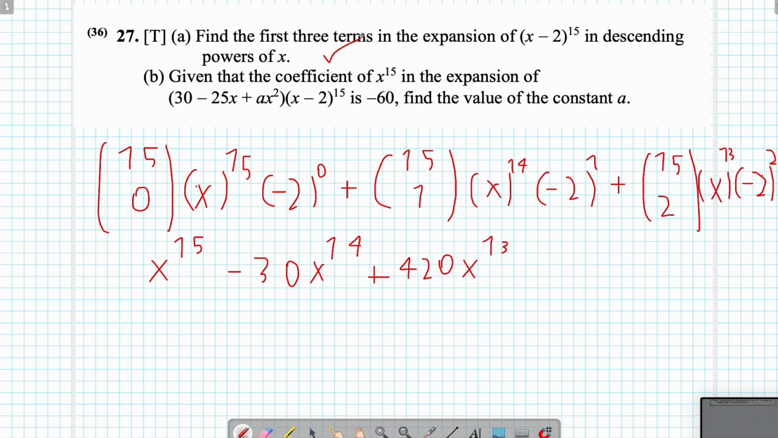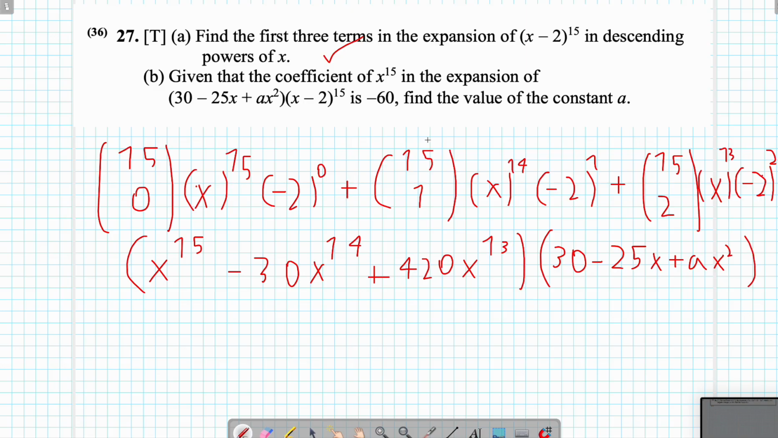Given that the coefficient of x to the 15 in the expansion of 30 minus 25x plus ax squared into x minus 2 to the 15 is negative 60, find the value of the constant a. All of this multiplied by 30 minus 25x plus ax squared.